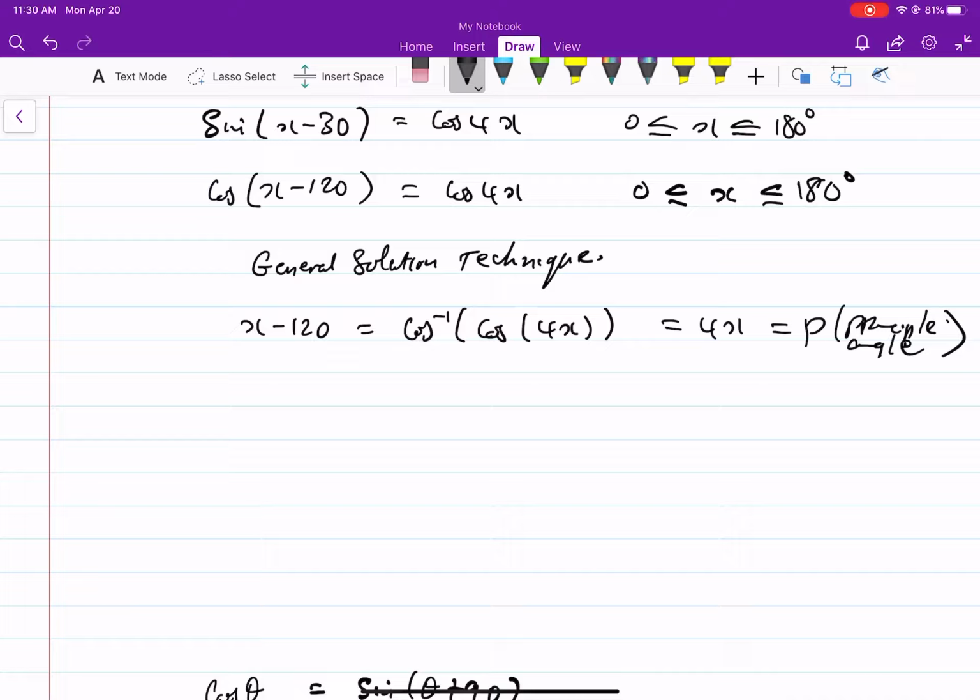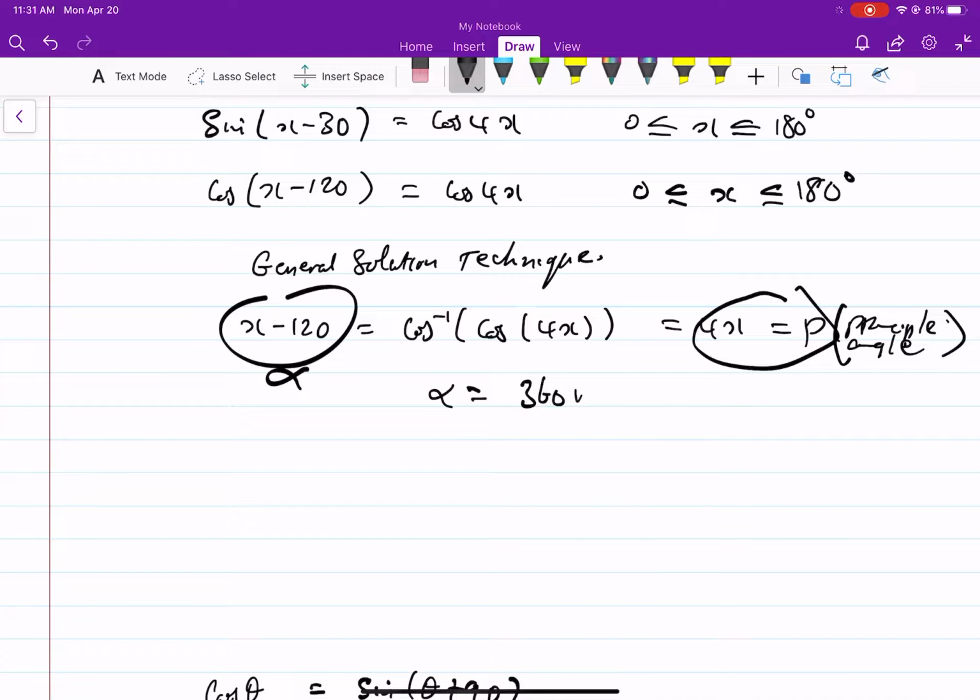Remember that? From the general solution technique, just look back at the previous video. That's going to give you some heads up on that. Now, when it's the cos function, this is like your alpha. We usually call that alpha. And this is your P, your principal angle. And the general solution for the cos function is alpha is equal to 360n plus or minus P. I think, is it? Double check. Yes, 360n plus or minus P.